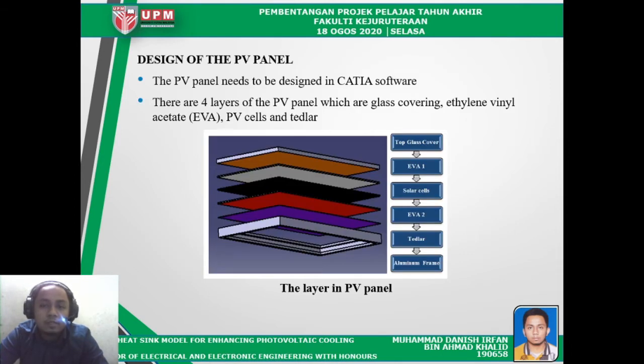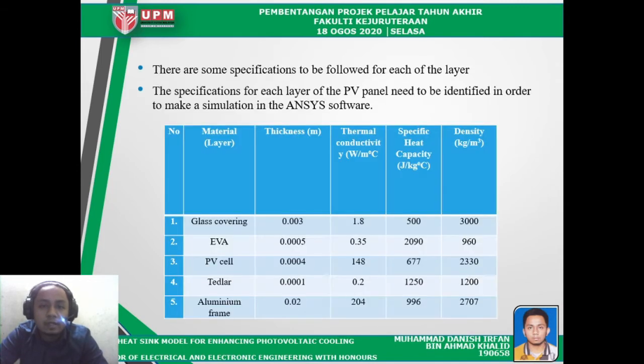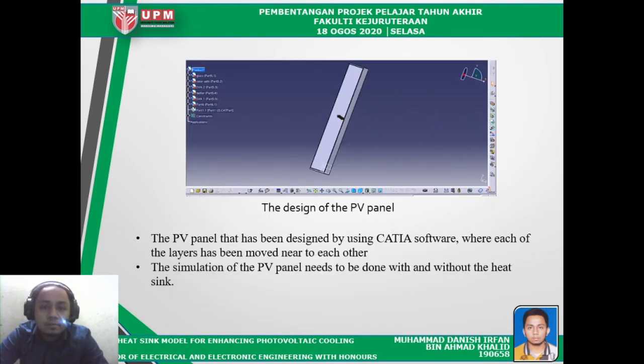So after I designed the heatsink, I designed the PV panel. I designed it using CATIA software also. There are 4 layers of the PV panel, which are glass covering, ethylene vinyl acetate, PV cells and Tedlar. After I finished designing the PV panel, I needed to apply the characteristics of each of the layers, which means I needed to apply the thermal conductivity, specific heat capacity and density. So these are the values that I need to apply in the ANSYS software when I do the simulation. So this is the design of the PV panel.